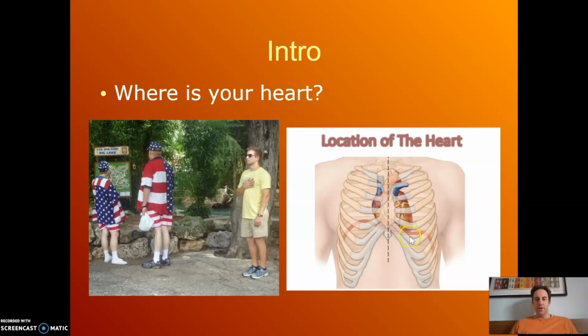You feel your heartbeat on the left side because this is where the left ventricle is, which is one of the more powerful chambers, the most powerful chamber in your heart. We'll talk more about that later. But the heart is actually pretty dead center.